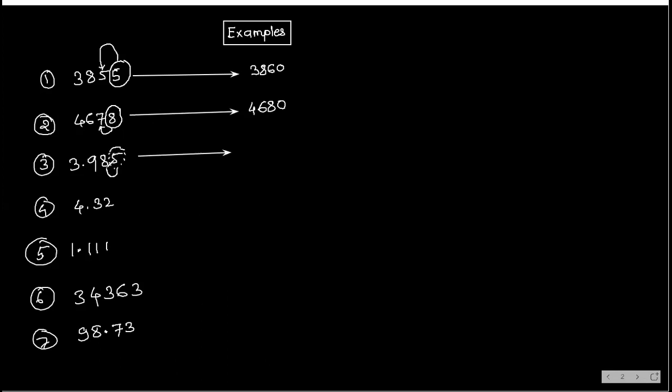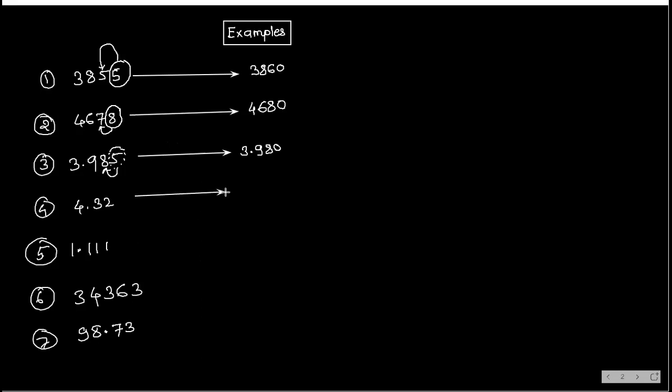Now see, the last digit is 5. 3.990. So again we have to go for the before digit. Is it odd or even? Even. If it is even, we just eliminate the last digit. 3.9, or 3.980. If you write the 0 or not, it is not an issue.